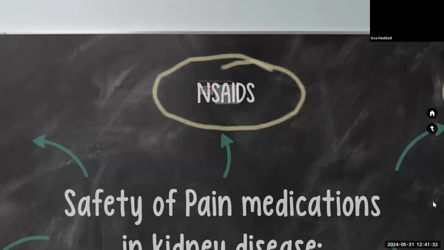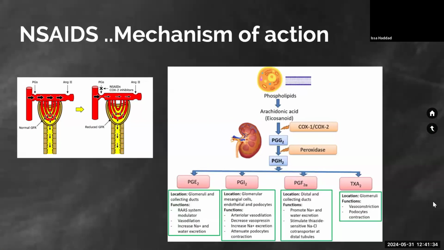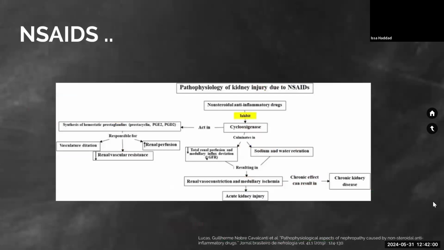Now, beloved friend, NSAIDs. We all know the mechanism, but for the sake of the topic, it acts on the arachidonic acid pathway as a COX-1 and COX-2 inhibitor. As we know, prostaglandins dilate the afferent arterioles, but when you give NSAIDs, it prevents those prostaglandins and causes hemodynamic alterations, including vasoconstriction.